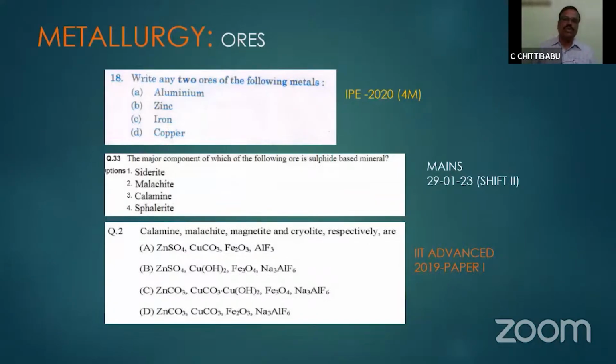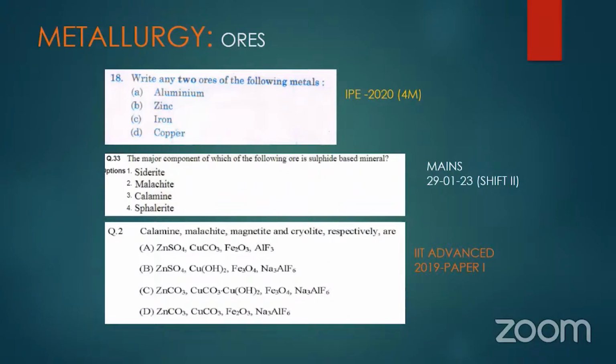See, look at one more wonder here. This is given while discussing metallurgy, extraction of metals. Even in 10th class you have the list of ores. I have seen the 10th class book itself. That was asked as an IPE question in 2020, sir, and it was asked in the recently held Mains. And remember, in 2019 it was an Advanced question.